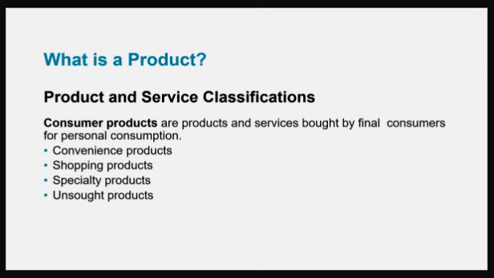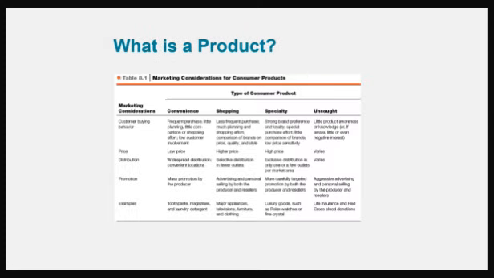And you also can further differentiate the products based on the ways consumers buy them. So consumer products differ in the ways consumers buy them, and therefore in how they are marketed. If you see table 8.1, it will show you how consumers purchase and therefore how you can market them in terms of price, promotion, and place, etc.